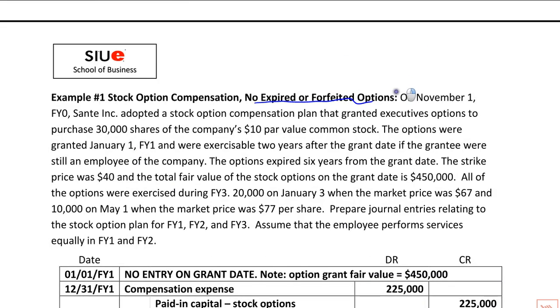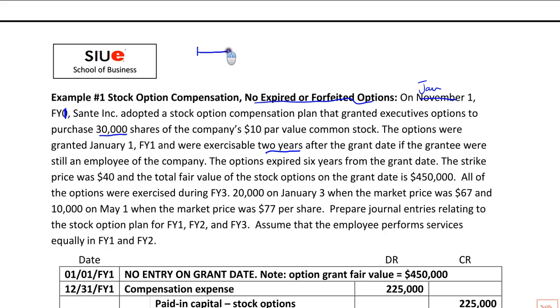I see a problem already. Let's see. So this is January 1 of FY1. I'm not quite sure what happened with this particular copy, but this is supposed to be January 1, FY1. We're not going to deal with partial years. They adopted the stock option compensation plan, and it involved 30,000 shares. The options were granted on January 1, FY1, exercisable 2 years, so it's a 2-year service period after the grant date. They expired 6 years from the grant date.